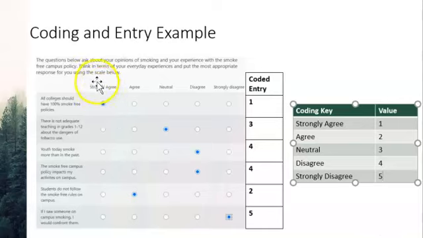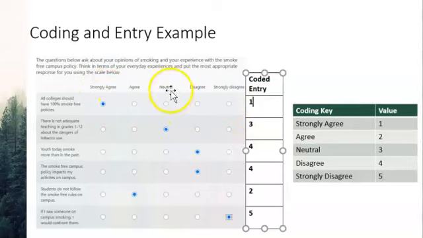So instead of typing in that they strongly agree with question 1, I just put in the number 1. Instead of saying they were neutral for number 2, I'd code it as a 3. Instead of saying they disagreed with the third question, I put that as a 4. And that is your coded entry and how you start entering information with a coding scheme.